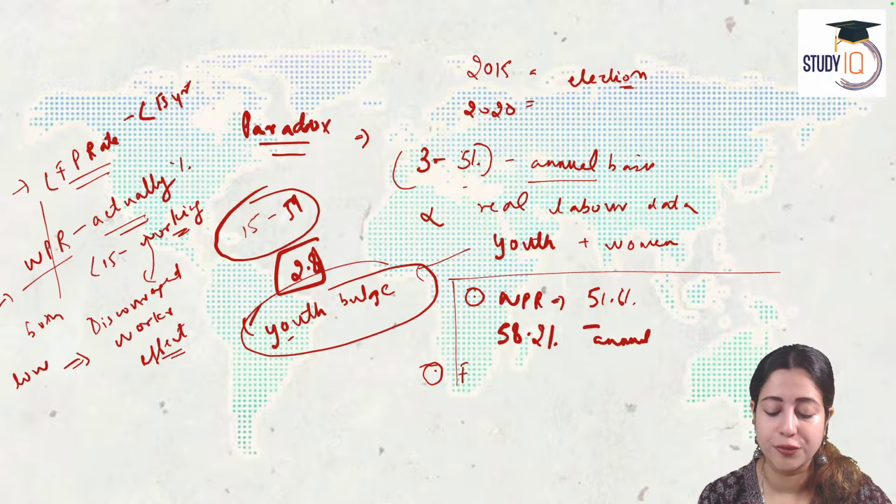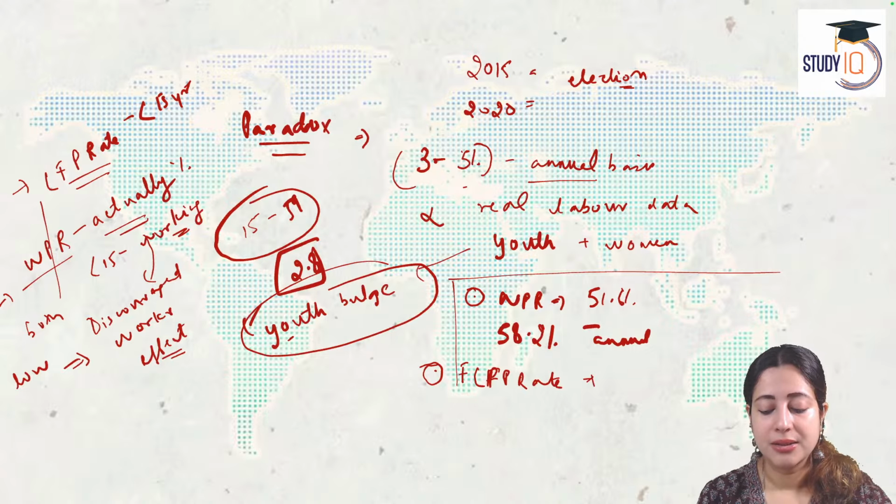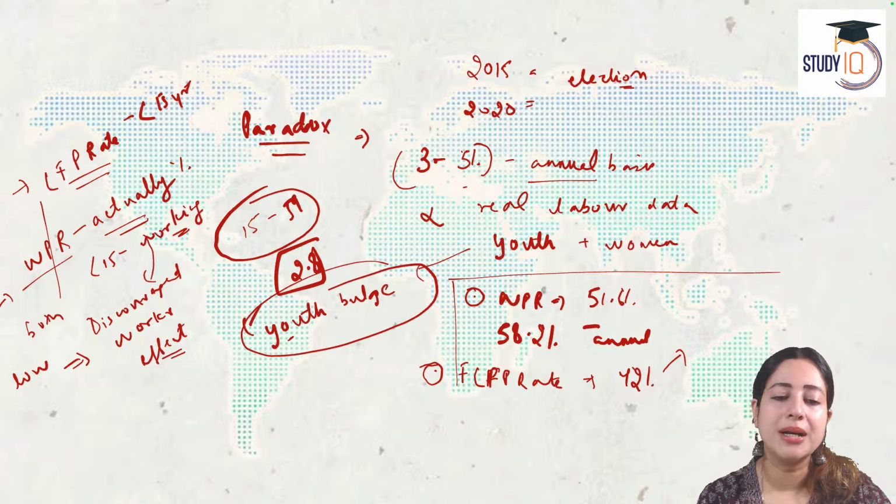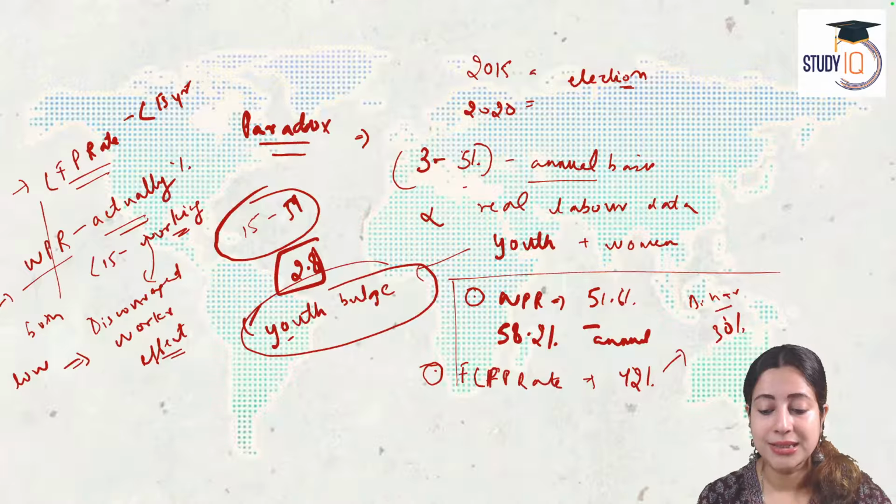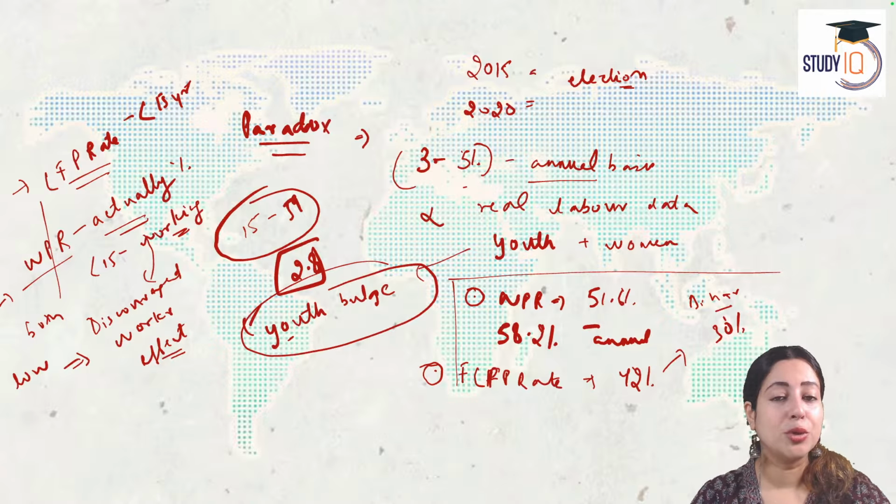Now, if you look at female labor force participation rate, how many women are participating in work and how many women are looking for work? Female labor force participation rate, all India, right now, 42%. Talking about Bihar, 30%. Look at the difference again. How less it is as compared to the national average?